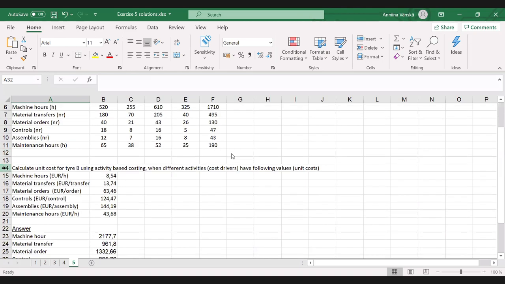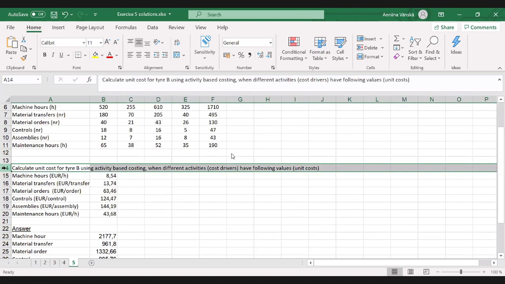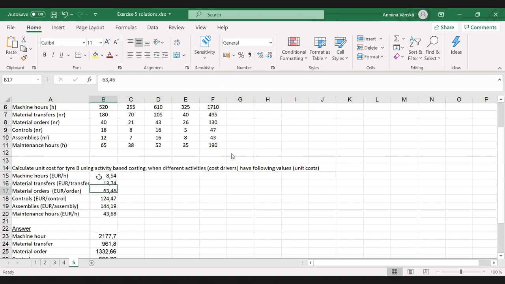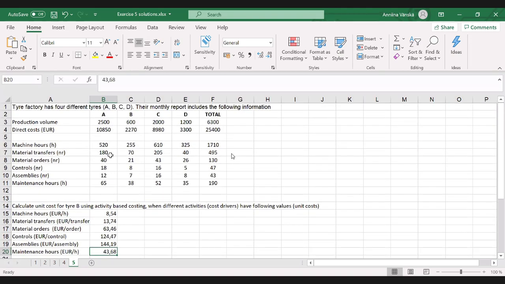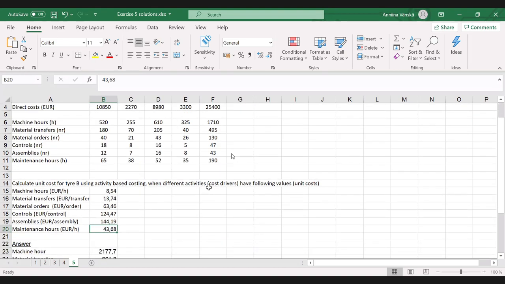Calculate the unit cost for tire B using activity-based costing when the different activities, cost drivers, have the following values. So here we already have been given the cost drivers. So we have the cost here, and then we have the hours here, and now we have the price tags, which I call, or we could say, the unit cost here. And then we now need to calculate only the tire B.